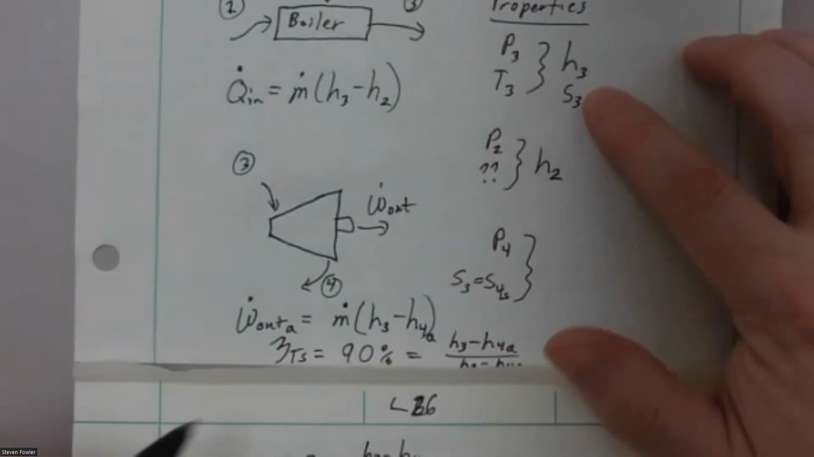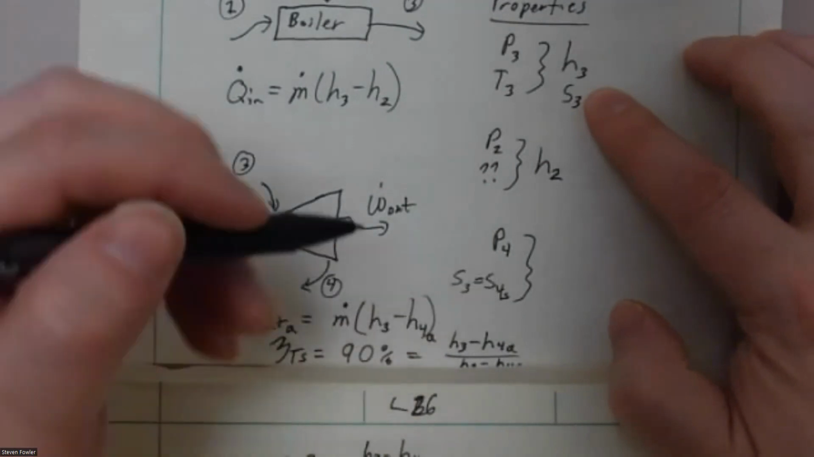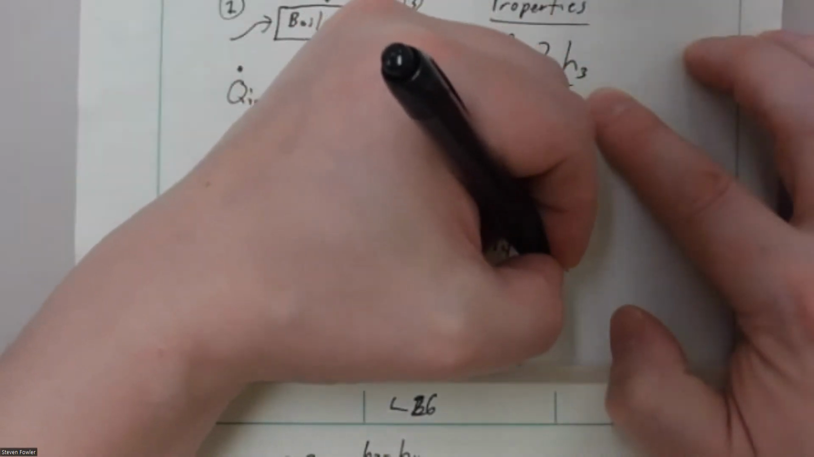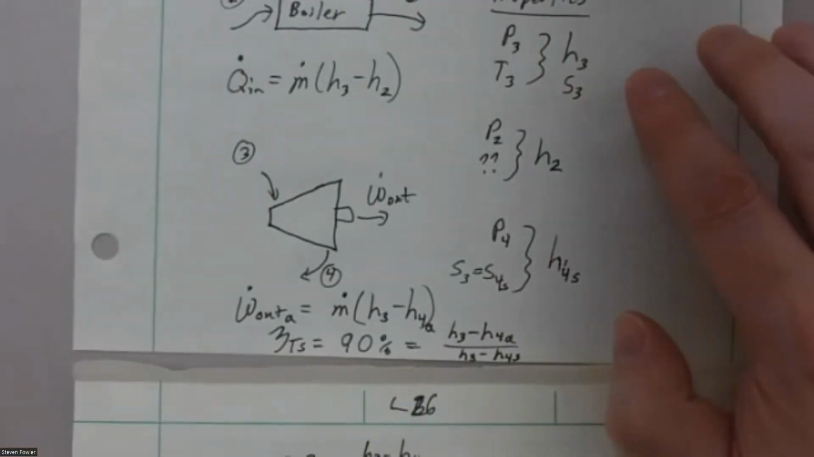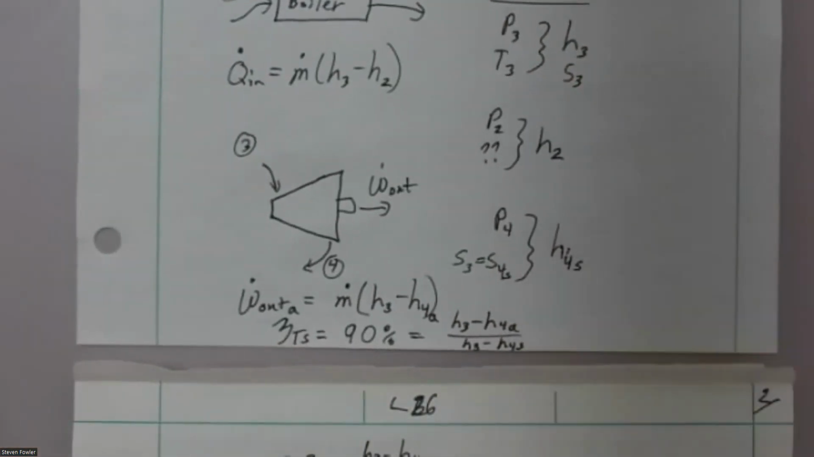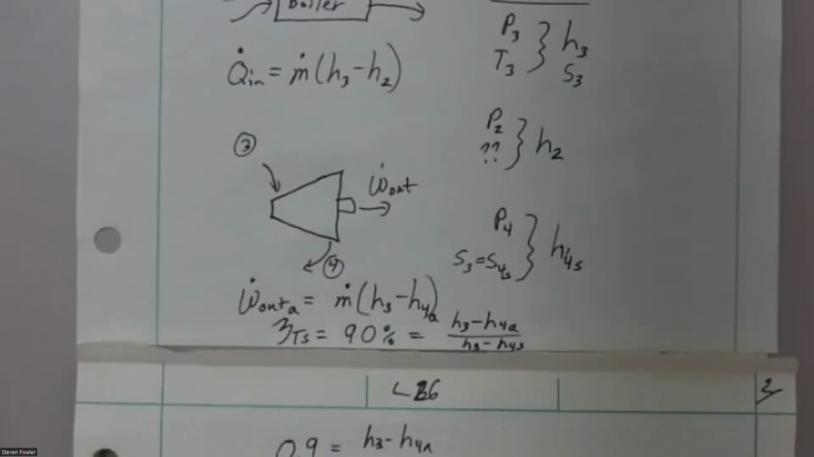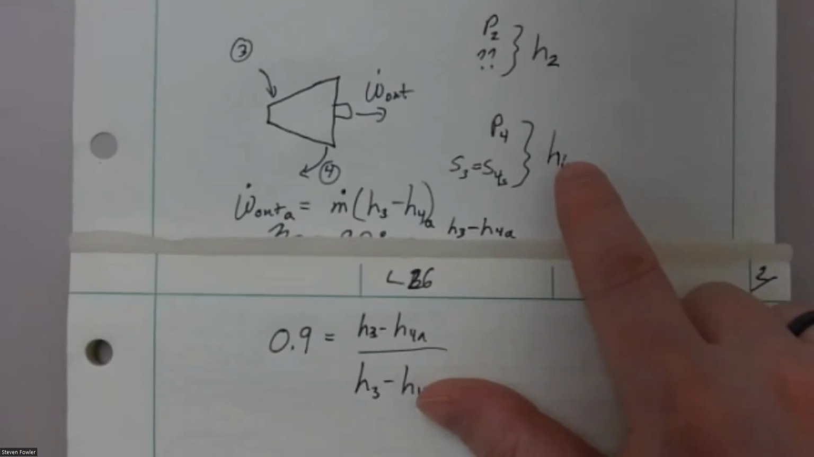So given S3, that gives me my second property. And I can find H4 if this turbine is isentropic. The turbine's not isentropic, it's only 90% isentropic. Oh, I've got that down here, sorry. But what I can do is find what H4 is if it's isentropic. I've got H3. It's 90% of the way there, so that gets me to H4 actual, which solidifies that one. Okay.